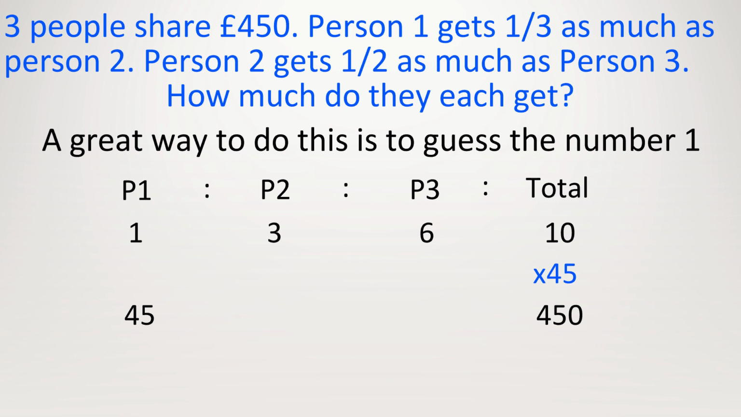A nice way is we could have used the answer from the previous part. Because 45 times 3 was 135, we can double this. Because 3 to 6 is times 2, we can do 135 times 2 to get 270. And that is how much each person gets: 45, 135, and 270.